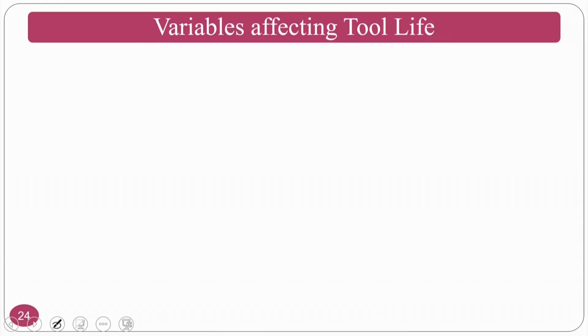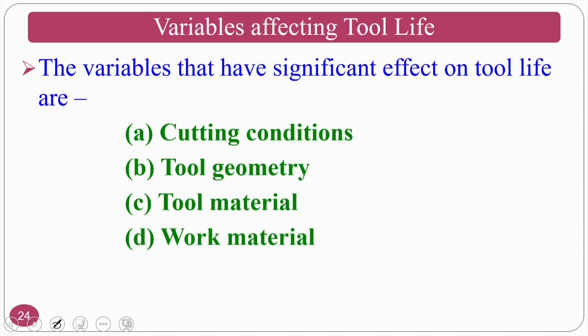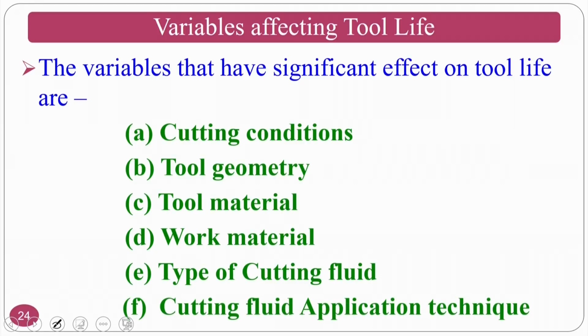Now, what are the variables that affect the tool life? If at all I want to see what are the variables that affect the tool life of any tool that I have taken, whether it is HSS or carbide or diamond or something. The variables that affect it are cutting conditions, tool geometry, tool materials, workpiece material, type of cutting fluid and cutting fluid application techniques. Some of these are already given, that is cutting conditions, tool geometry, workpiece material and all those things.